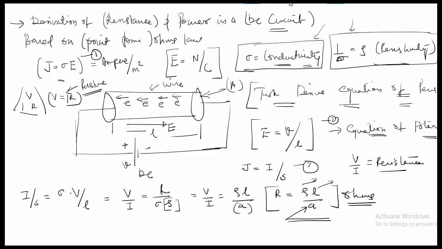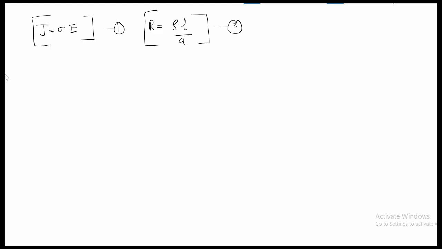And our next task is to find out, so what we found out so far is a point form of Ohm's law, which is J is equal to sigma E. This was the first equation, and the next equation was R is equal to rho L by A, which is the equation of the resistance. And now again there is a third equation, which is known as Joule's law in electrical circuits.